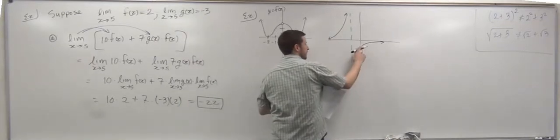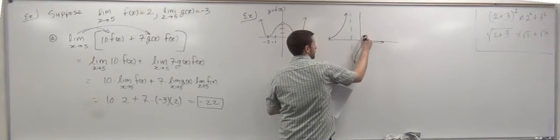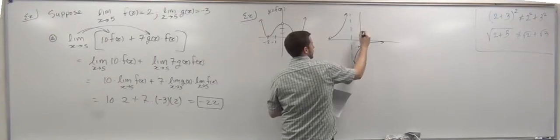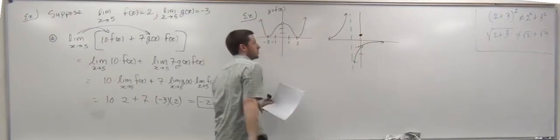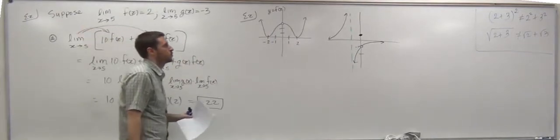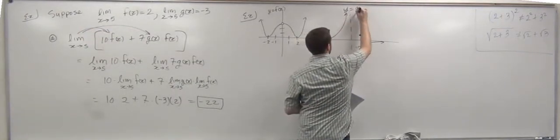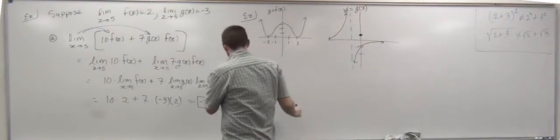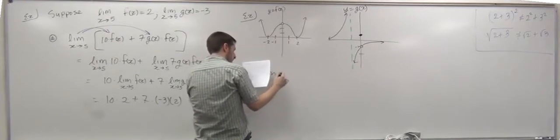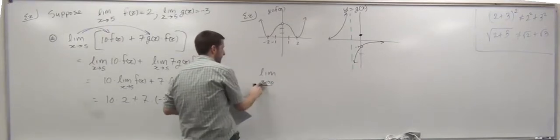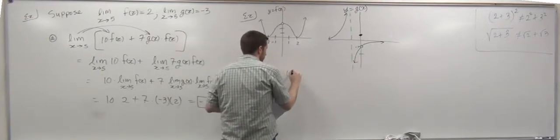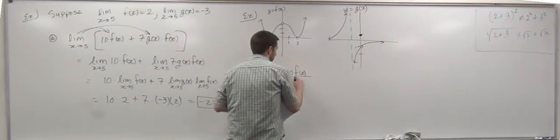So there's a hole at 0 and the point's filled in upward. This is G. I want you to find for me the limit as x goes to 0 of 10 f of x divided by 3 g of x.